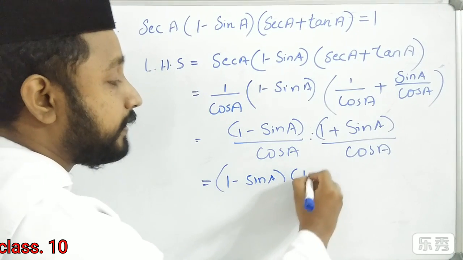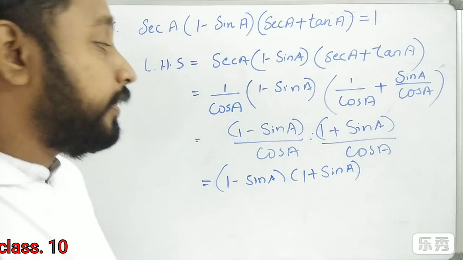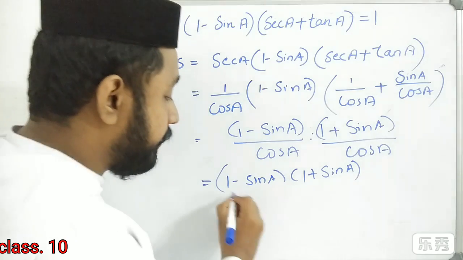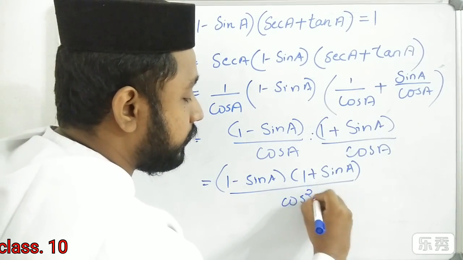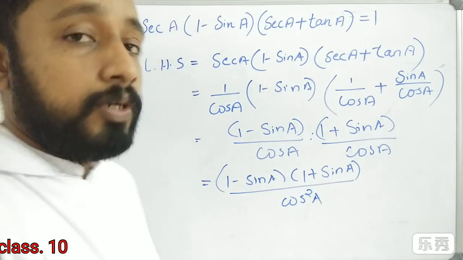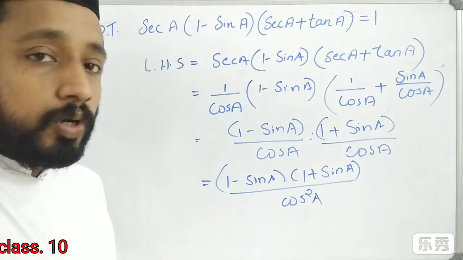Into 1 plus sin a. We wrote it as 1 minus sin a into 1 plus sin a divided by cos a into cos a, which is cos square. So we got 1 minus sin a into 1 plus sin a by cos square.